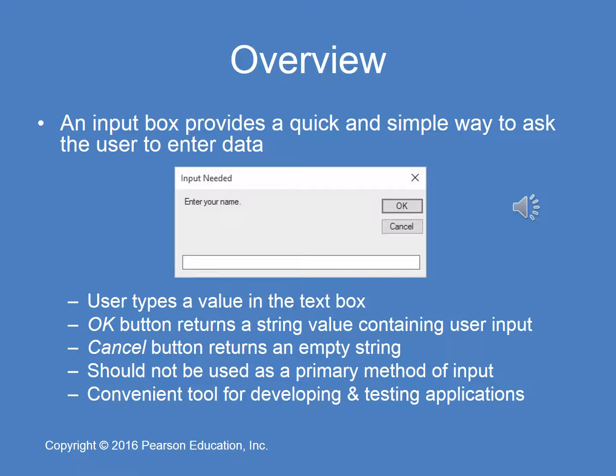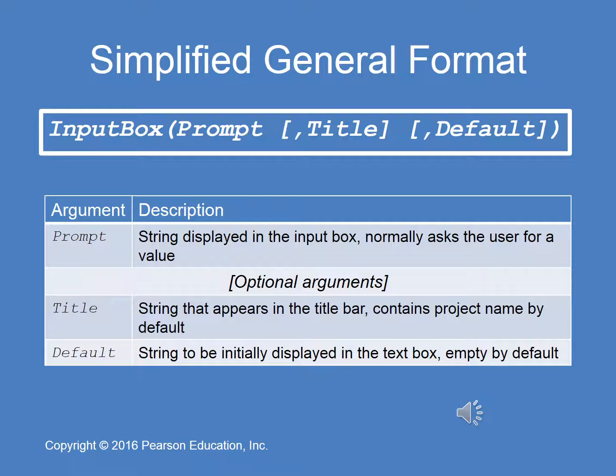The input box only has one required argument, which is the prompt. And this is normally used to ask the user for a specific value. Enter an integer, enter a value, enter your name, etc. There are 2 optional arguments, the first being the title, which is a string that appears in the title box. It contains the project name by default, but you can change that property and put a title. And you've probably seen this when an input box pops up in a Windows application that you run before.